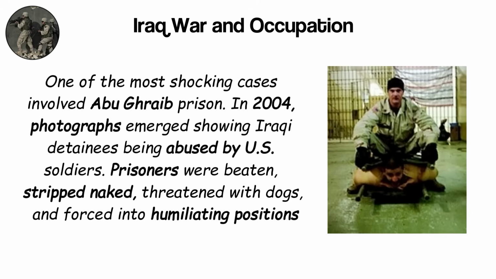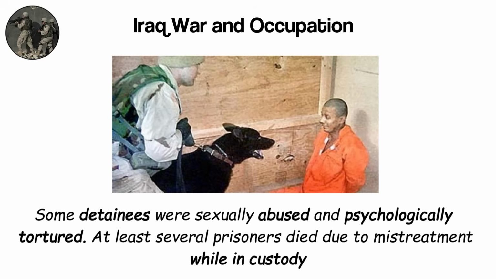In 2004, photographs emerged showing Iraqi detainees being abused by United States soldiers. Prisoners were beaten, stripped naked, threatened with dogs, and forced into humiliating positions. Some detainees were sexually abused and psychologically tortured. At least several prisoners died due to mistreatment while in custody.